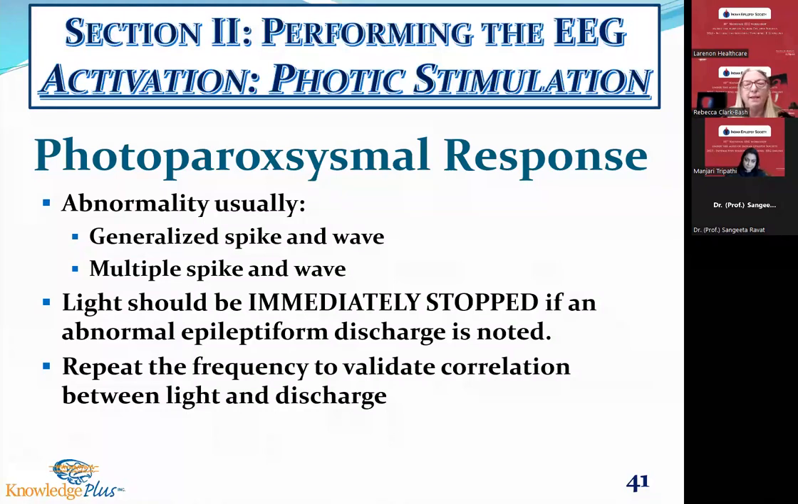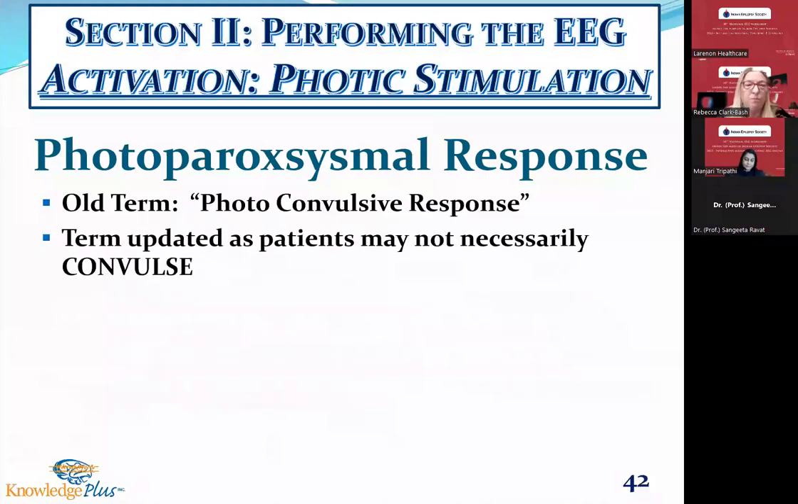Now, let's say that I'm doing a rate of 3 and I'm stimulating at 3 and I start to see a generalized discharge, spike and wave discharge. What I'm going to do is I'm going to shut the light off right away. Now, maybe it was related to the light. Maybe it was a coincidence. So I want to return to that frequency, go right back to three, start the light again, and see if you can elicit an event. And if you can't, that discharge was not related to that. And again, we stopped using photoconvulsive.